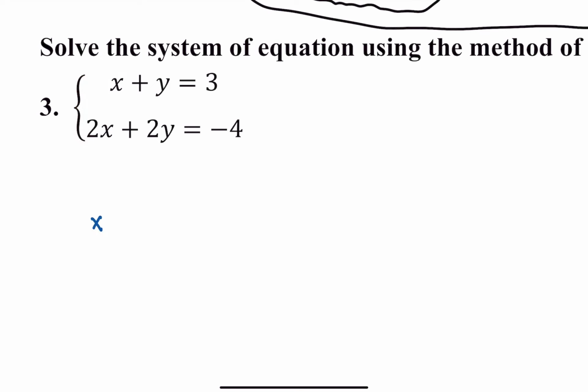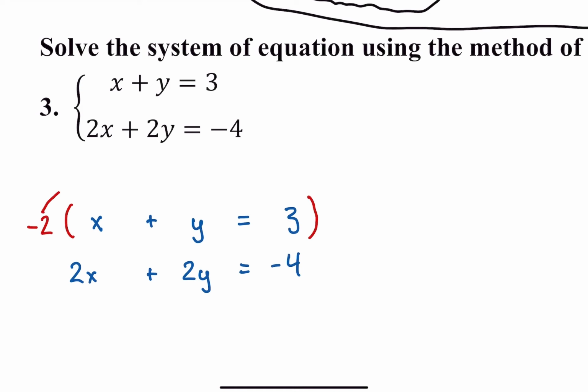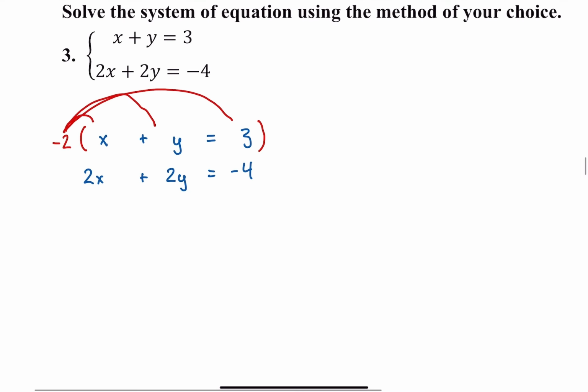Okay, so we have x plus y equals 3 as our first equation. Then we have 2x plus 2y equals minus 4 as our second equation. I've lined up my variables with the equal sign. And the issue I have is if I were to add, none of these cancel. So I need this to be minus 2. To make that minus 2, I'll need to multiply everything by minus 2. So that becomes minus 2, that becomes minus 2, and on the other side of the equation, that becomes minus 6. So I'm going to rewrite the system.